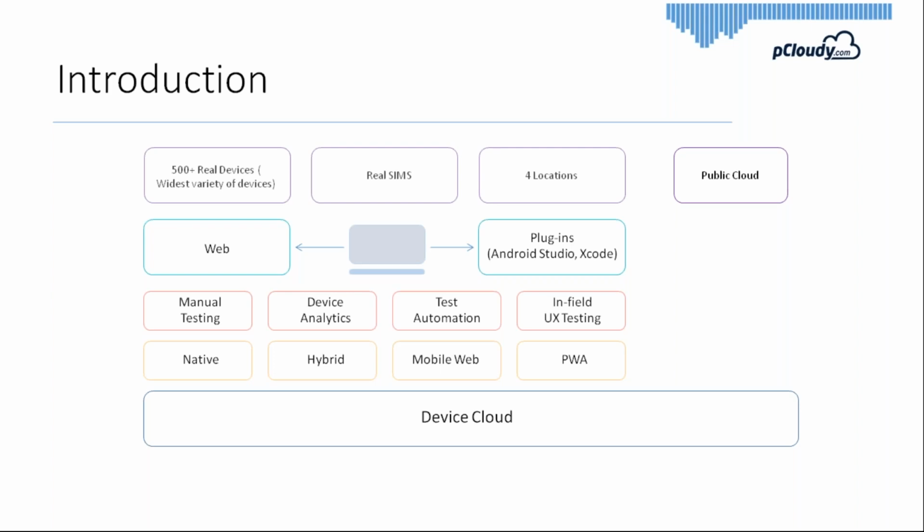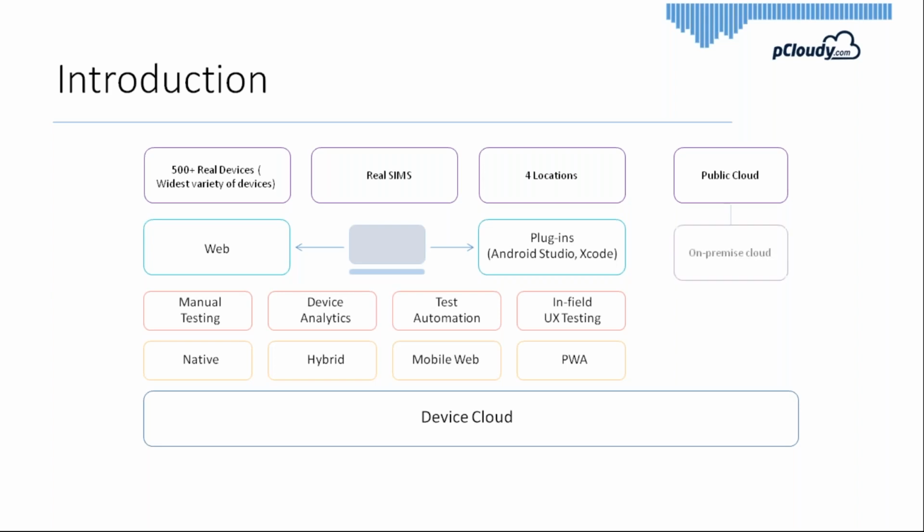It's a wide variety of devices we have on the cloud. We have 4 different locations. We have real SIMs which you can actually use to test your application on the real networks if you have that kind of requirement. And this is a global platform, so any user across the globe can access this. They can register on this platform, and they can start using this particular platform.